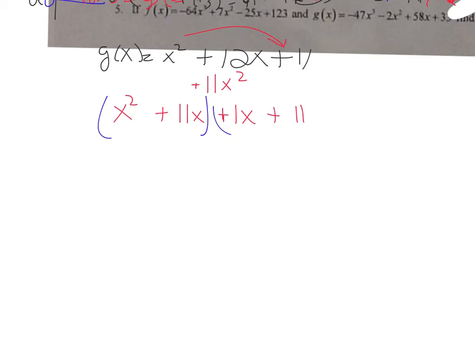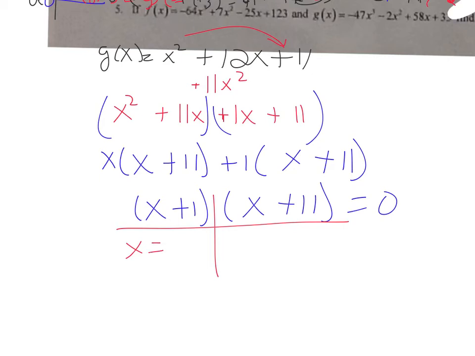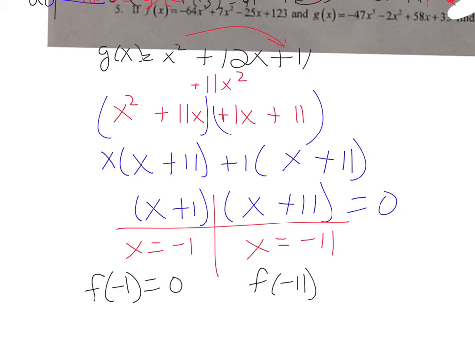Factor by grouping. GCF of the first group is x times x plus 11. GCF of the last group is positive 1 times x plus 11. So my factors are x plus 1, x plus 11 equals 0. Those are my factors. My zeros are x is equal to negative 1 and x is equal to negative 11. So remember what this means is when you have f of negative 1, it's equal to 0. When you have f of negative 11, that's equal to 0. Okay, so let's take a look at 5.